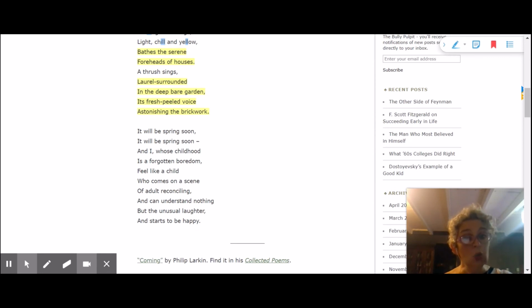But, and again, the contrast, remember the contrast between the chill long evenings and the warmth of spring that is coming. Well, again, the boredom of childhood is in contrast with the laughter he feels. I mean, he feels like laughing now. Why? He starts to be happy. Why does he start to be happy? Well, because spring is coming. So the long chill evenings, the boredom of childhood, are in contrast with the warmth of spring, the laughter, the song of the thrush, the announcement, the mantra: it will be spring soon, it will be spring soon.